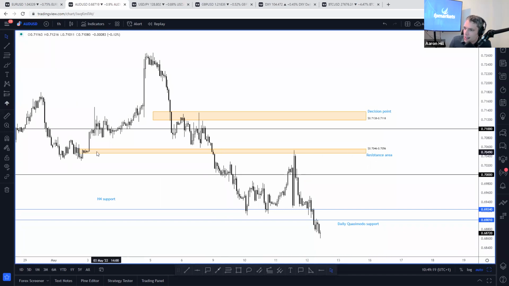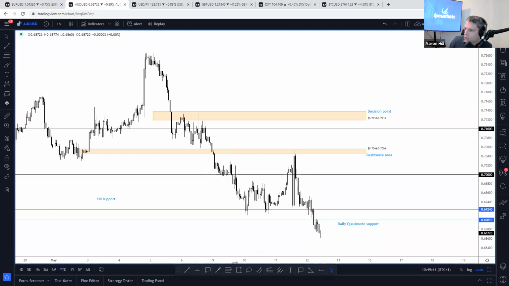But look at this resistance. It's hidden. The decision point. This was a decision point because it was a clear, decisive move to break above these highs here, and it was untested. And look at this. It was a decision point turned resistance area, and look at this area. It's just an ideal area to fake into, right?